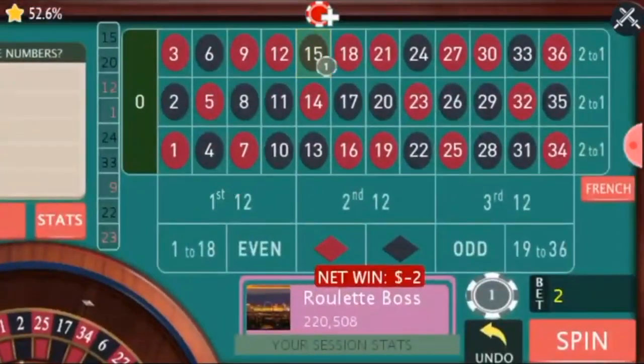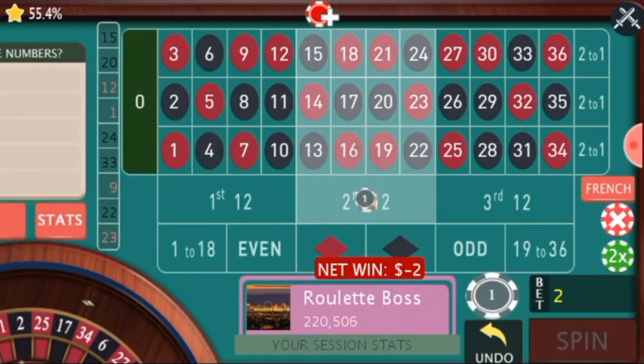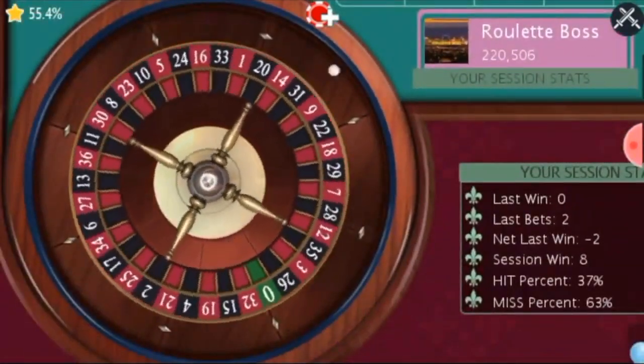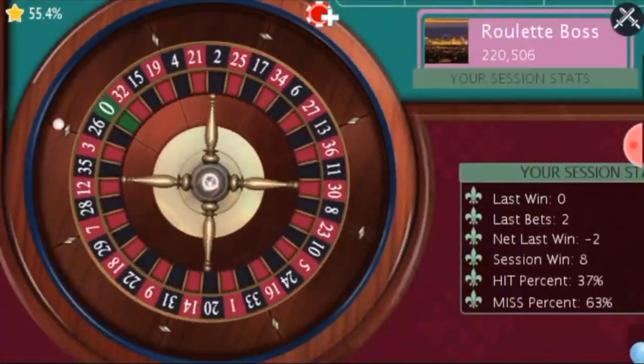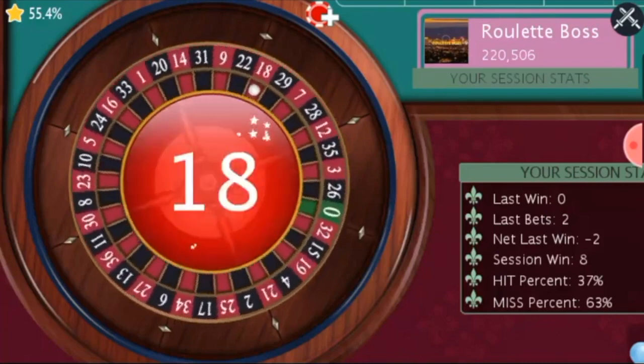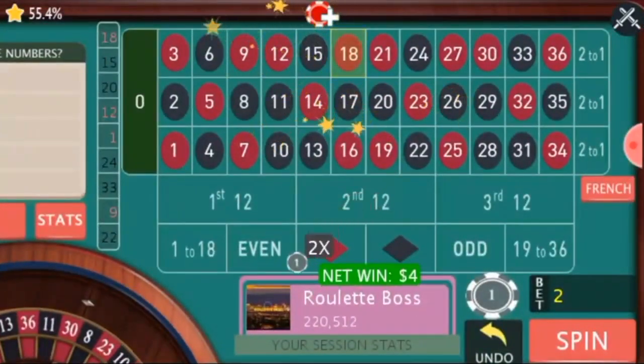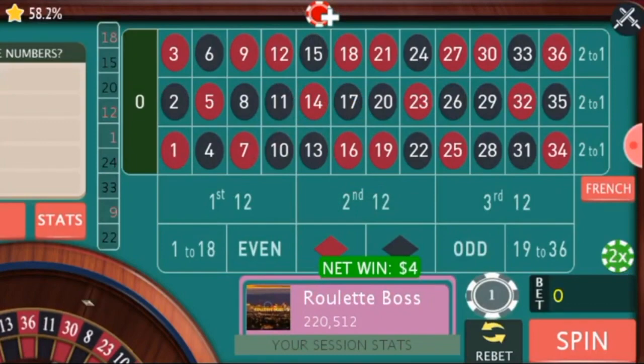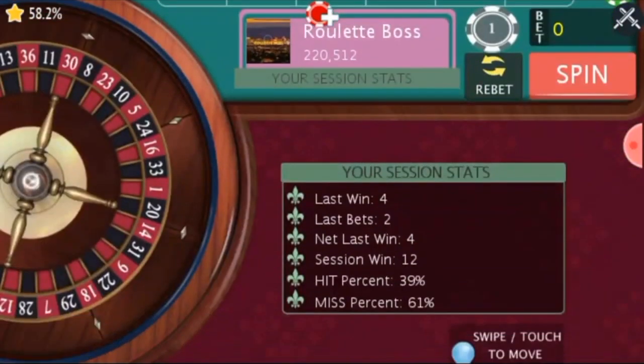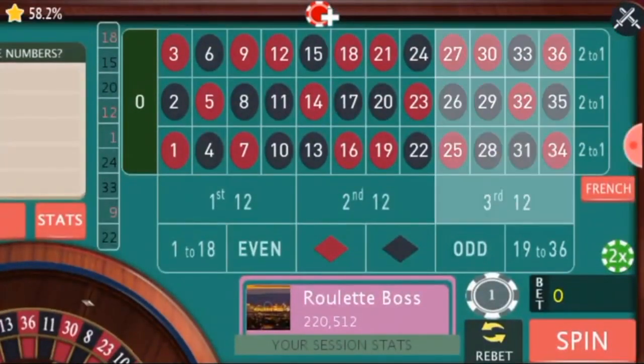Lose on spin number two. I move to spin number three. So I have a hit on spin number three. When you hit on spin number three, you keep your bets the same. We were betting two units. I'm going to keep my bets at two units and restart the count.